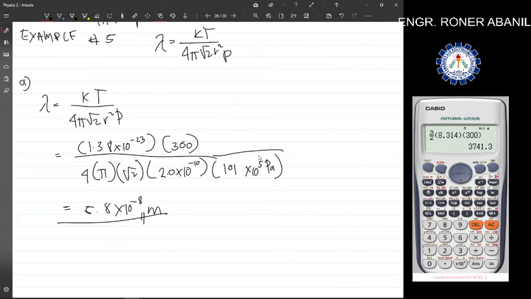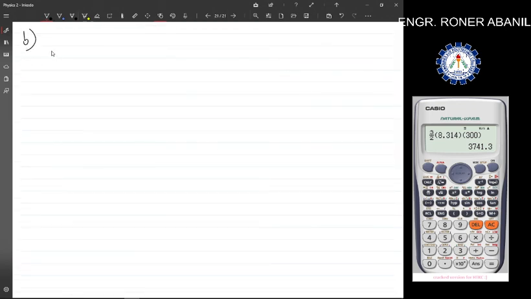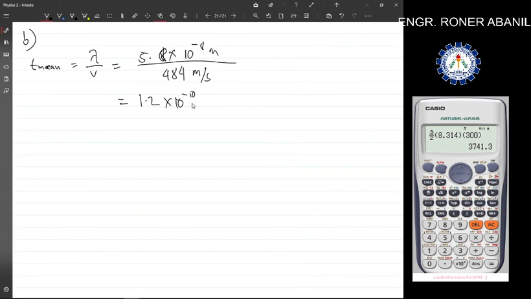So, sa letter B naman, hindi na tayo magkasya. Letter B. So, letter B, yung t mean is equal to lambda over v, or magiging 5.8 times 10 raised to negative 8 meters over 484 meters per second. So, dito lalabas 1.2 times 10 raised to negative 10 second. Okay? So, dito, puputulin ko muna, no? And magre-record ako ulit ng kadugtong nito. Kasi, lampas na itong 1 hour. Okay? Sige guys, abangan nyo yung kadugtong nito.